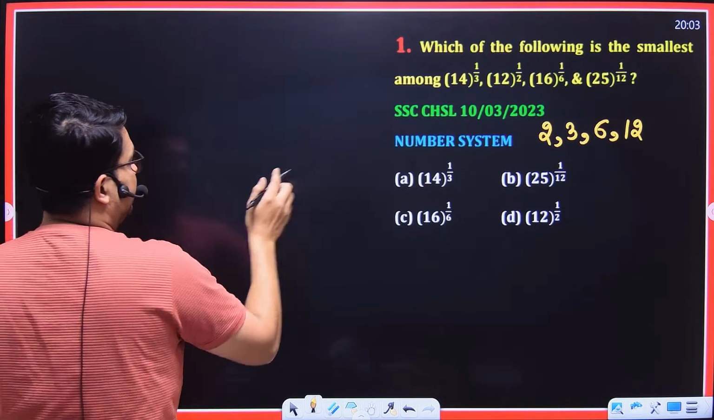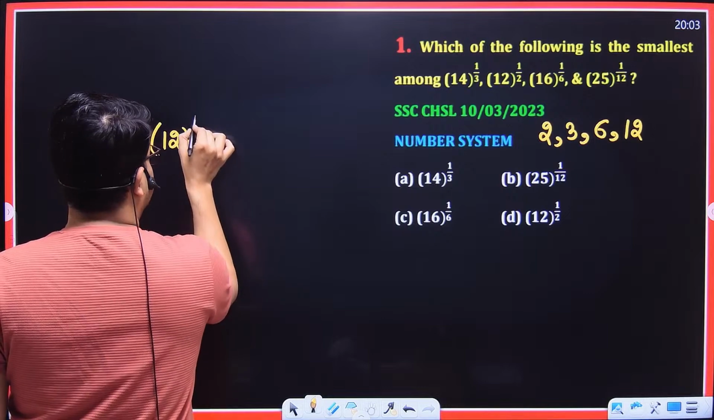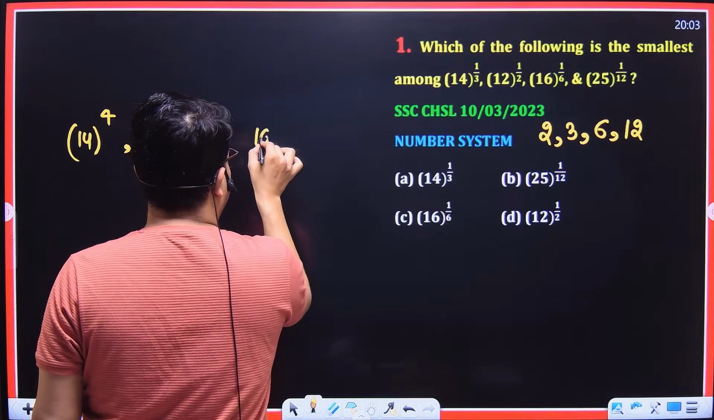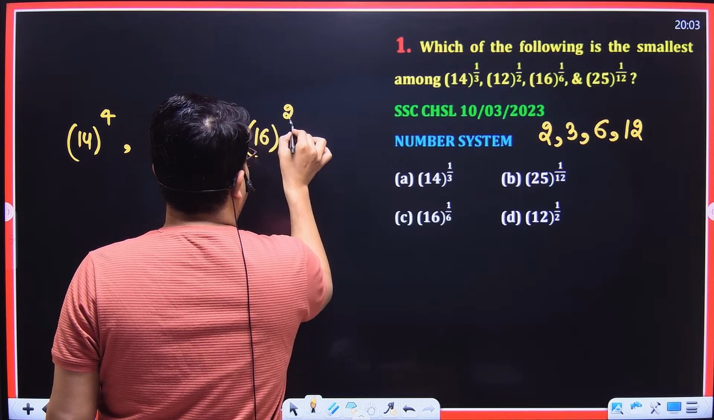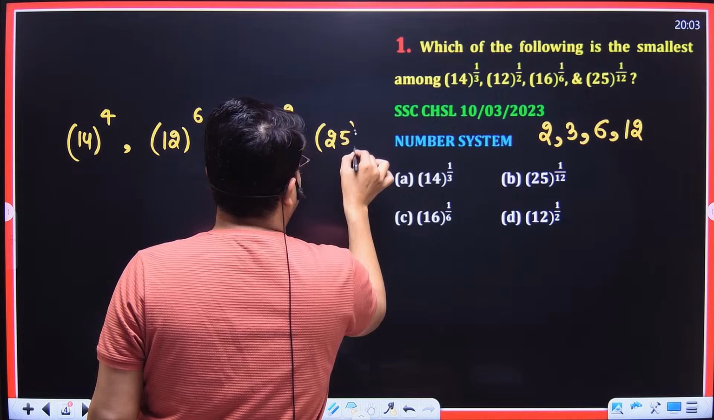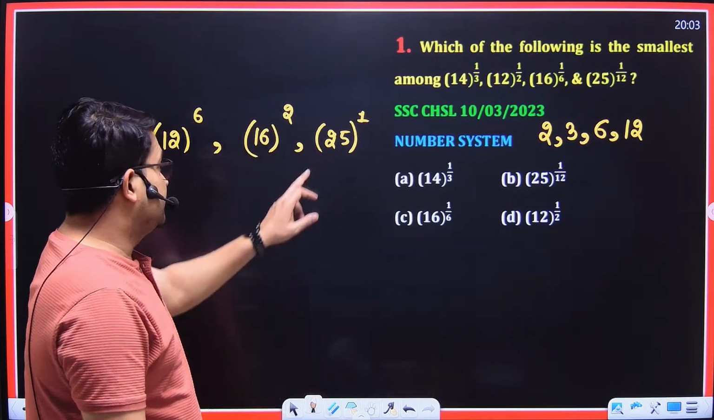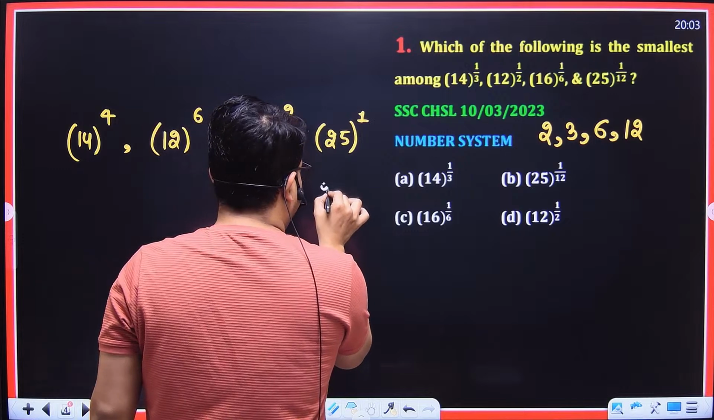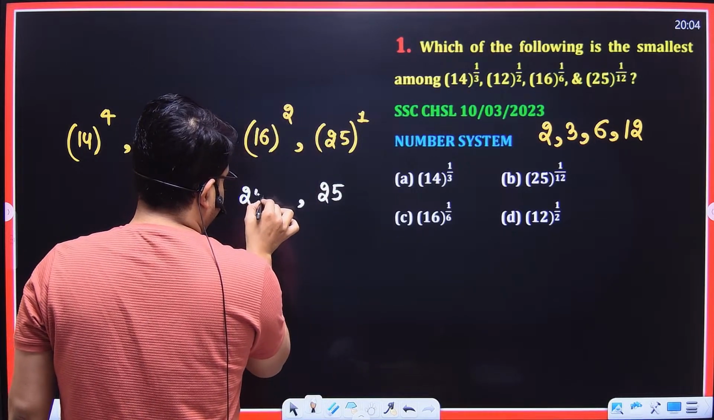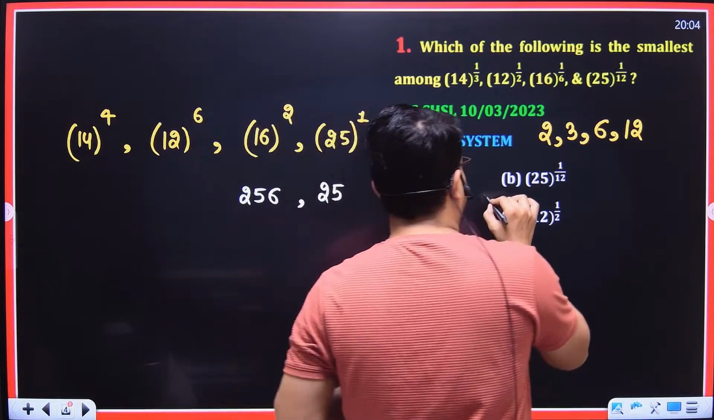Comma. It will become 12 to the power 6. It will become 16 to the power 2 and it will become 25 to the power 1, and I have to tell the smallest one. This one is 25. This one is 256. So this one is the smallest, that is 12 to the power 1 by 12.